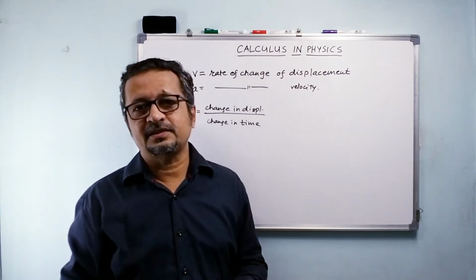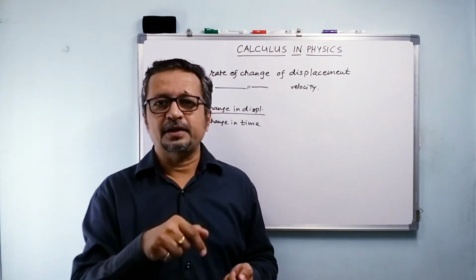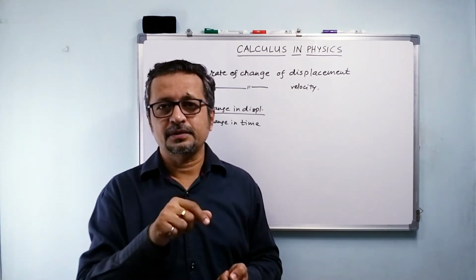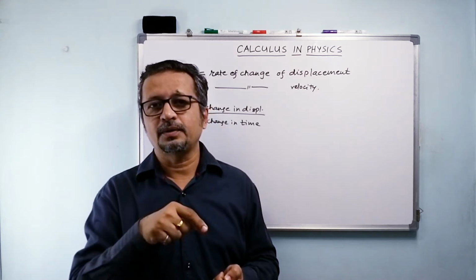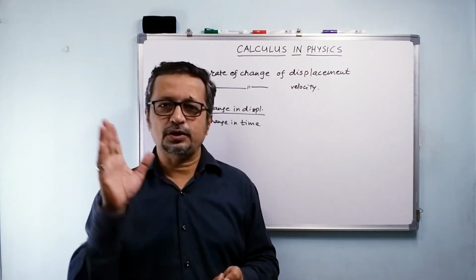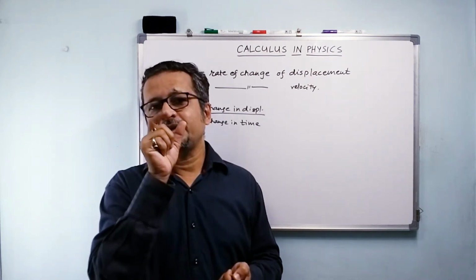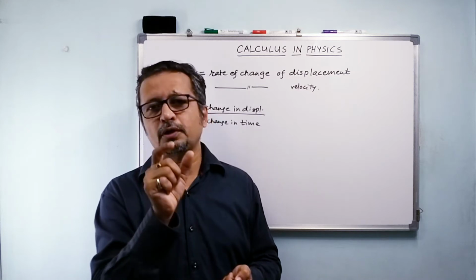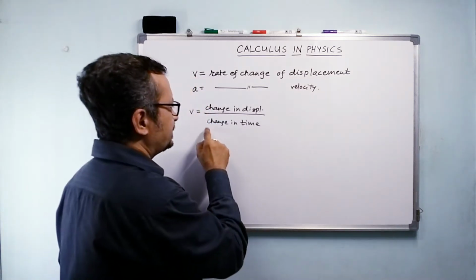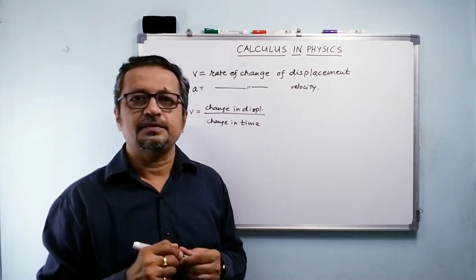Now when I say instantaneous, that means the velocity at that particular instant. Now what is an instant? If I tell you, give me that book right now, can you do it? You cannot, because the moment I said right now, that moment has gone, so it can never happen. So when we say instantaneous, instantaneous means very small interval of time. That means this value in the denominator is very small.